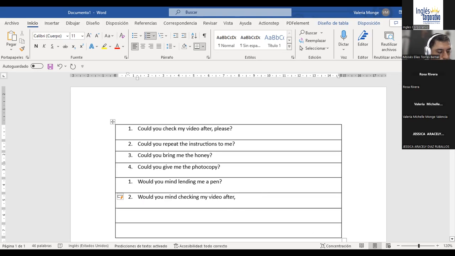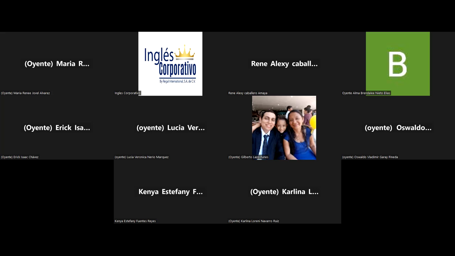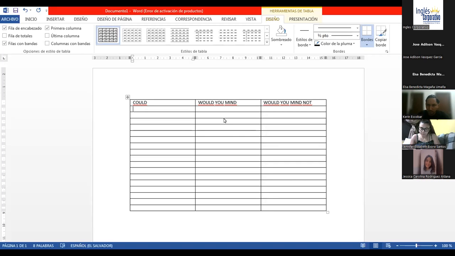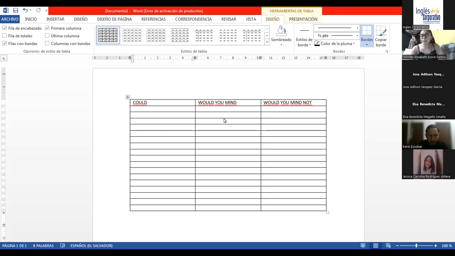Quizás after no sería la palabra apropiada, sería later. Later. Okay. Voy a iniciar colocando las mías. Si ya tienen las de Club, las van poniendo en el chat y así las voy pasando.